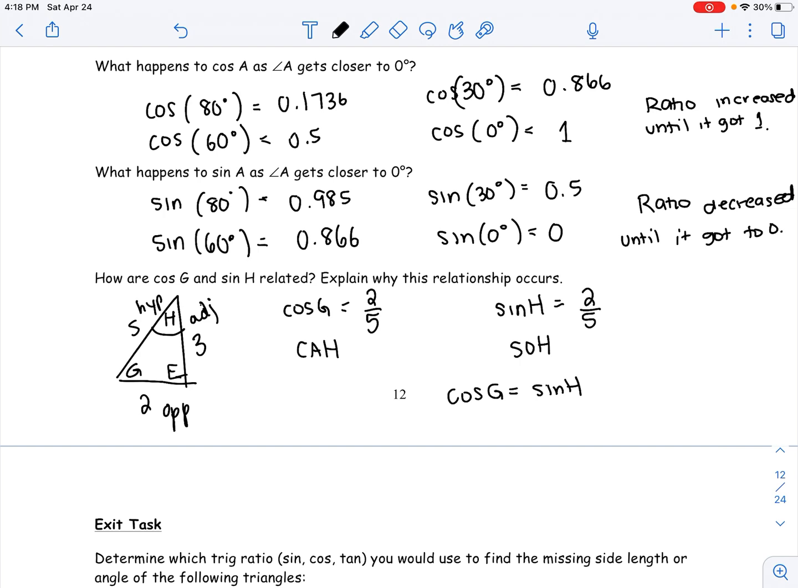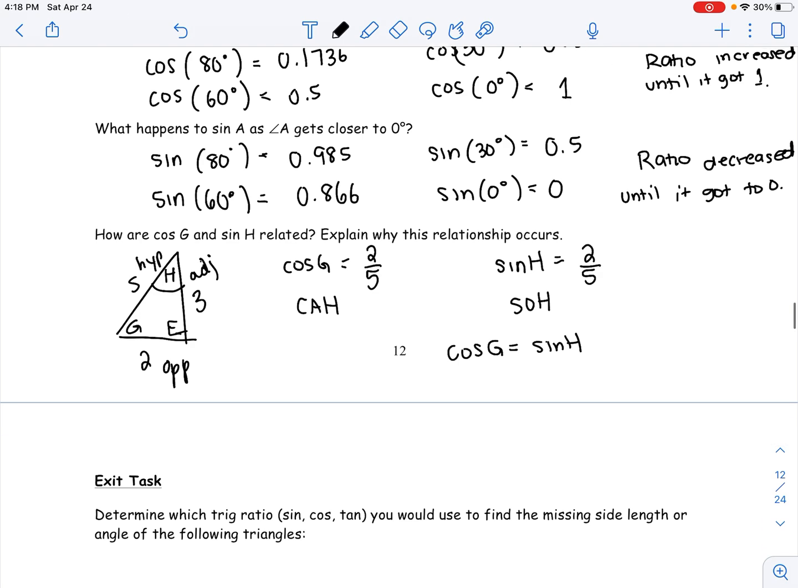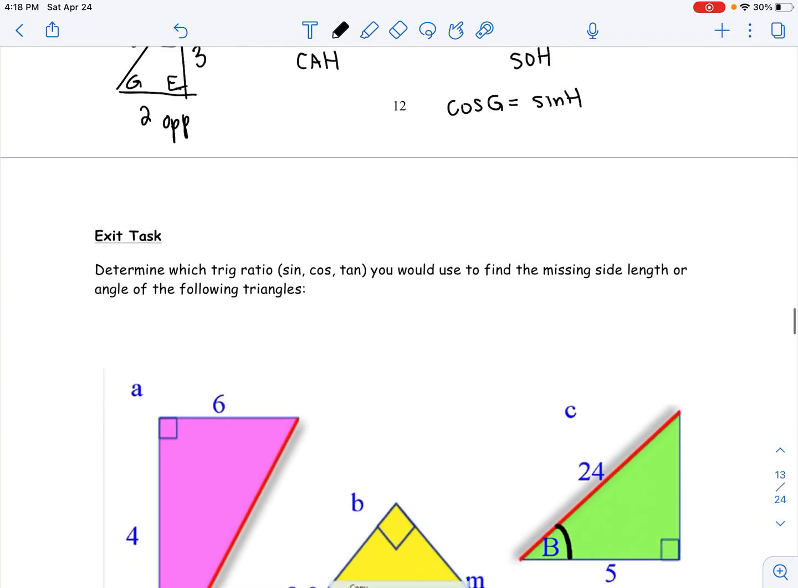So this relationship occurs because they're using their other ratios, right? If you look from a different angle, they're going to use each other's values. So they're going to be equal to each other in this case. Now, if we are looking at both from G, they would have different answers, right? So it all depends on what angle you're looking from.